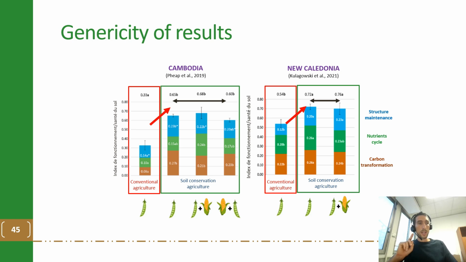Just because the soil health index is higher in New Caledonia than in Cambodia does not mean that the soil is healthier in New Caledonia than in Cambodia. The change in soil and climate context and the mathematical construction of the soil health index do not allow us to do this. Only a relative comparison is possible.